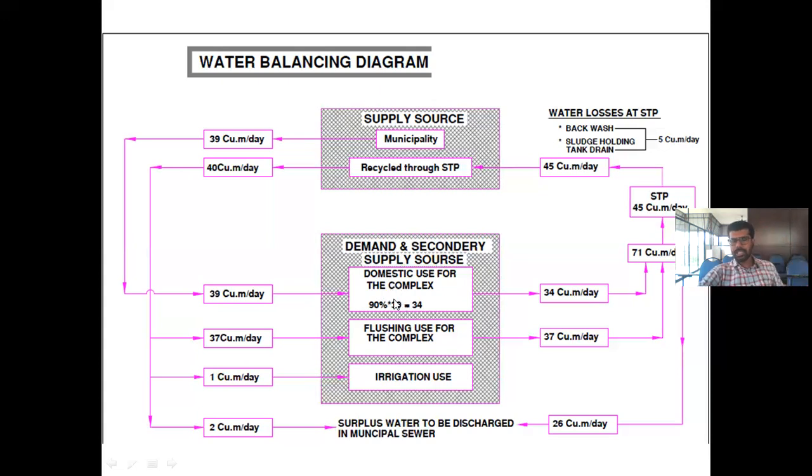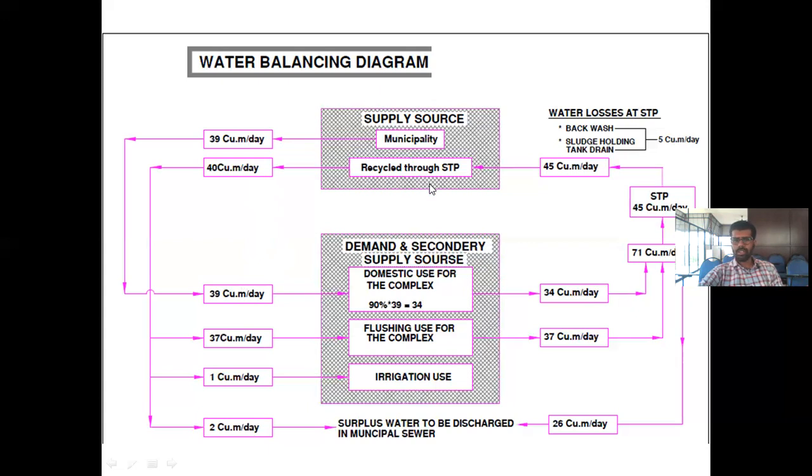Just imagine this is some complex. 39 cubic meters of water per day is being used for domestic purposes. And you can see this 40 cubic meters per day is being distributed. From the 40 cubic meters, 37 cubic meters per day is given for flushing purpose. So the water that is coming out from the STP is not so pure.